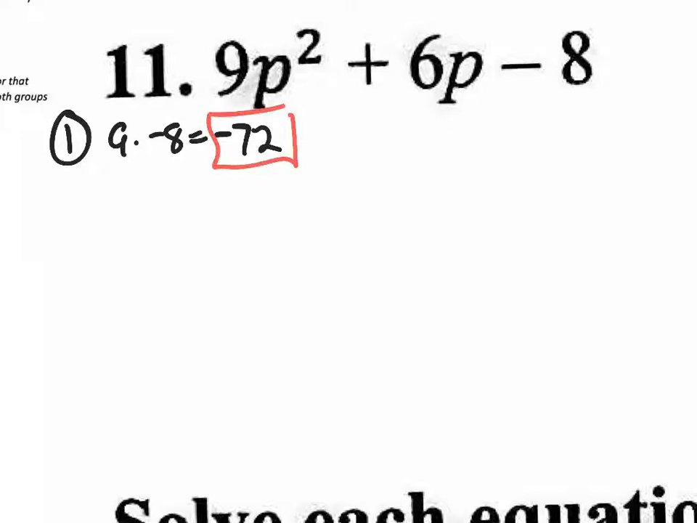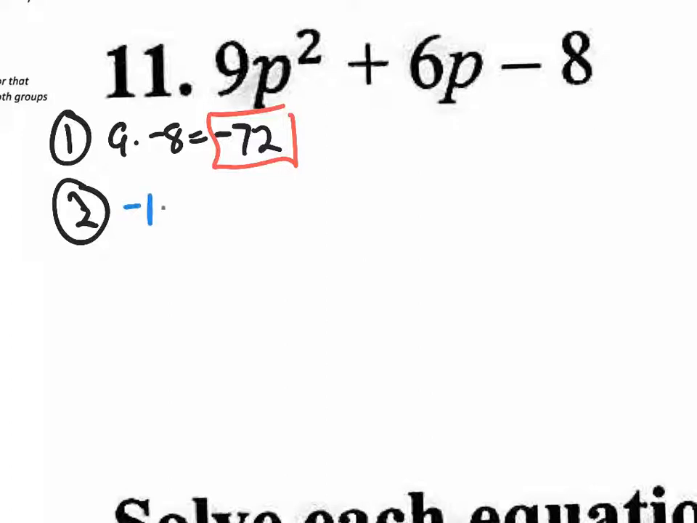Let's try number 11. Number 11, step 1, a times c. That would be 9 times negative 8. That is negative 72. So that's the answer to step 1. Step 2 is to make a list of the multiples of negative 72 that combine together to give you the b value, which in this case is 6. So I'm just going to go for my list.